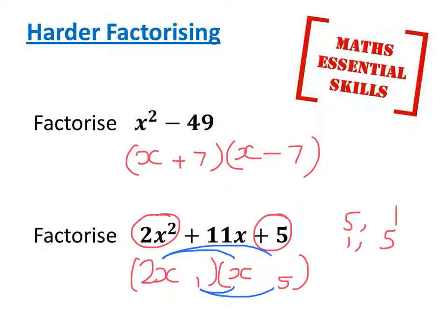Again, when we expand this out, we'd have 2x squared, we'd have 10x, another x, and 5. And when I simplify this, yes, it does give me what I'm after. So they are my answers. It is going to be 2x add 1 and x add 5.